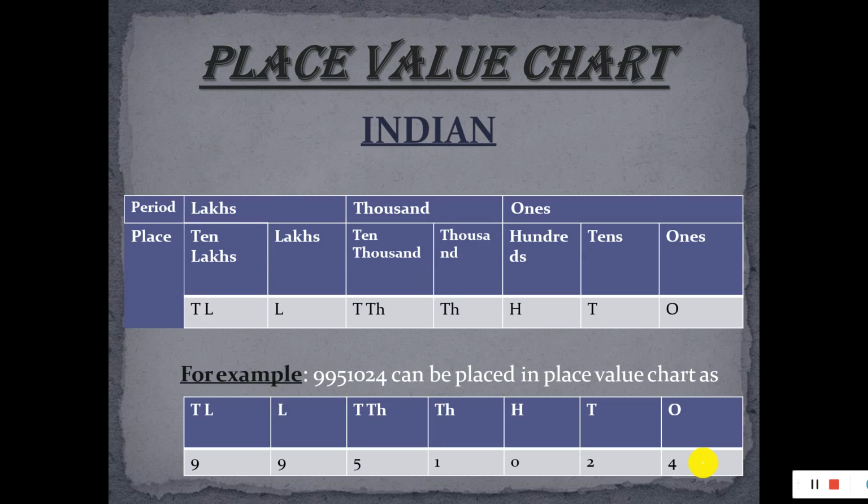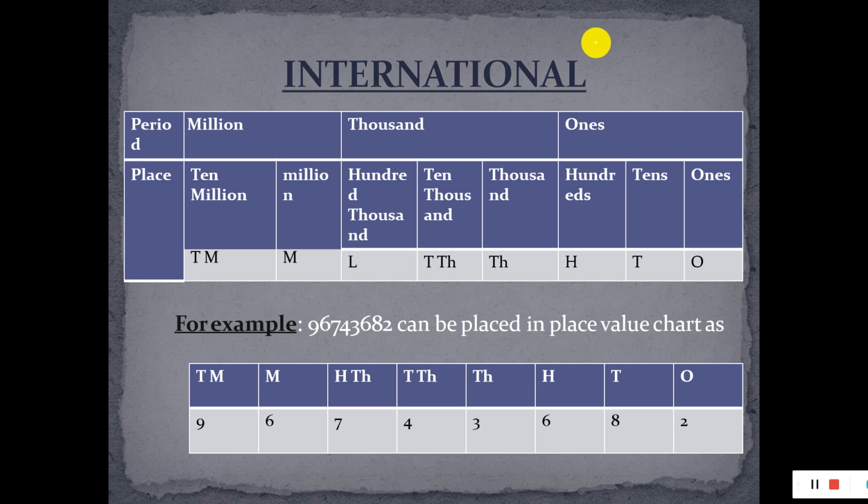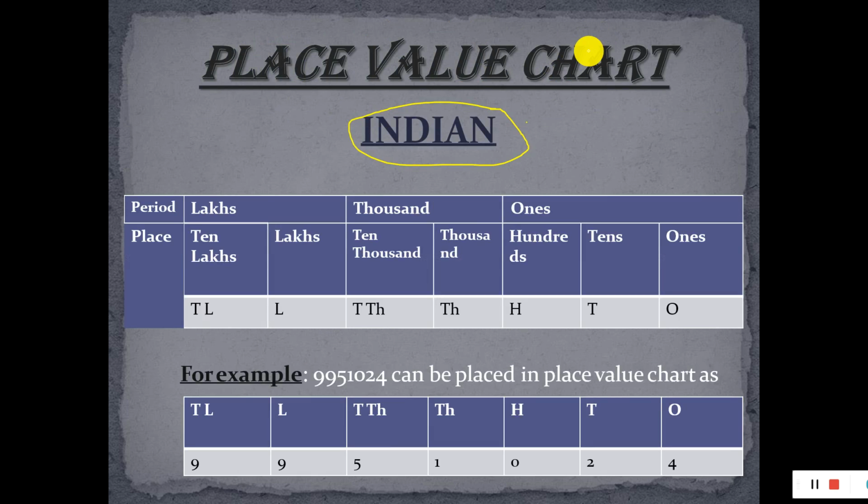Now we know about what is the place value chart and what is the place value. The place value chart and the place value are of two types. First is Indian and second is international. So let's start from the Indian place value chart.